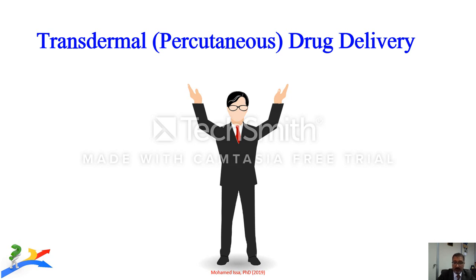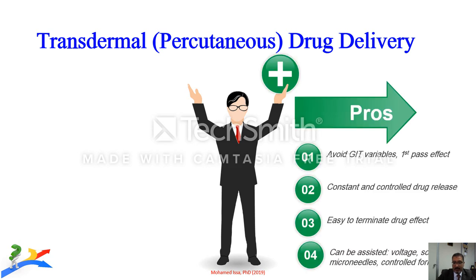When you say transdermal, your drug is going to penetrate through the skin, through the stratum corneum, and reach the blood through the skin. So here we apply the drug on the skin, but we are aiming for a systemic effect, a generalized effect. What are the advantages of transdermal drug delivery? Of course, you avoid the first pass metabolism. You go directly into the blood.